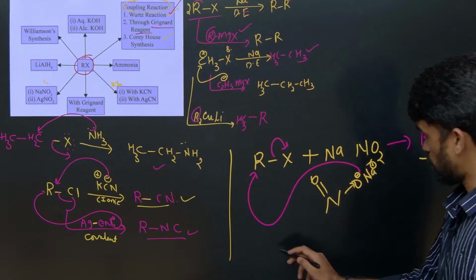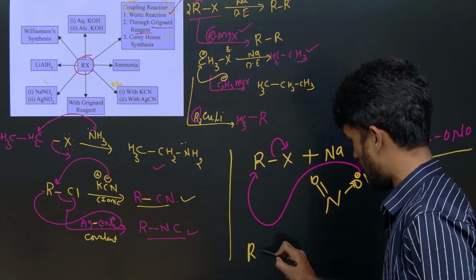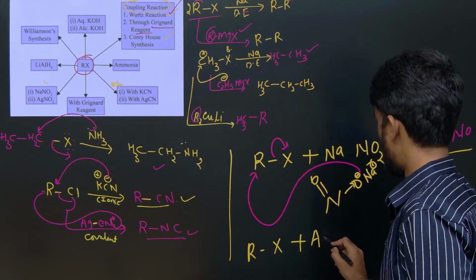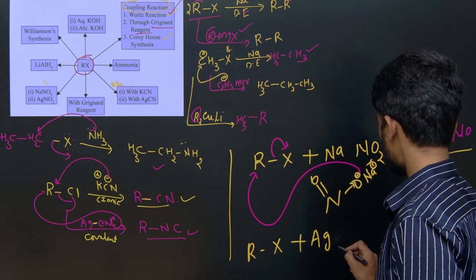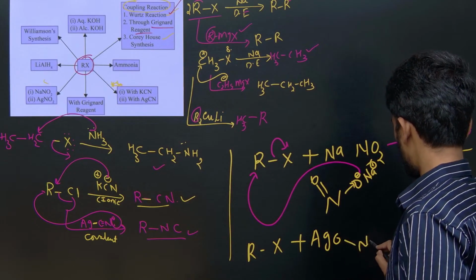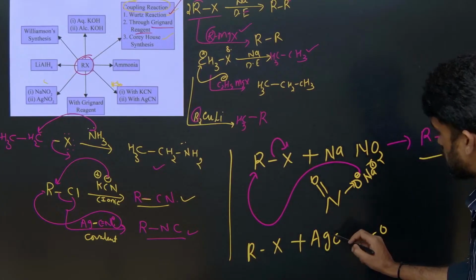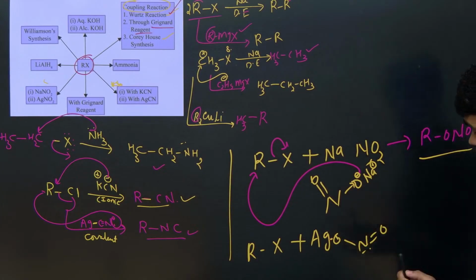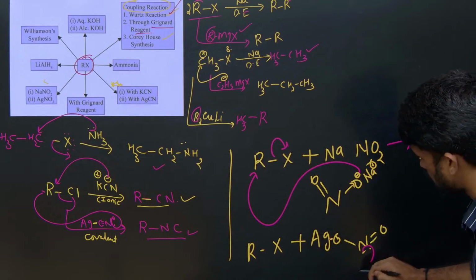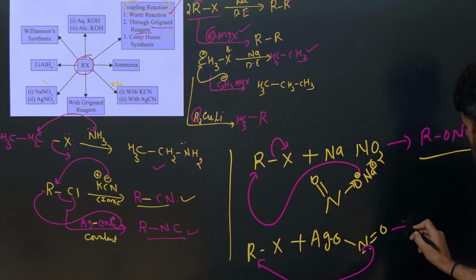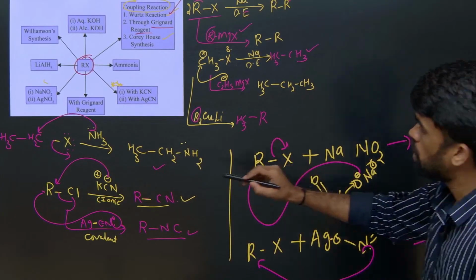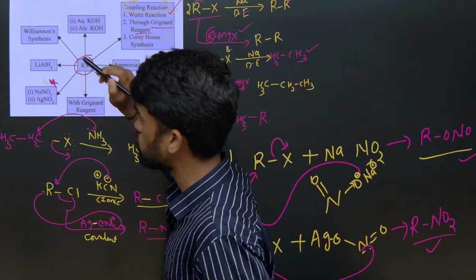When we take the same reaction, RX with AgNO2, the product will be different. Here the bond is covalent, so it will not cleave. Therefore, the nitrogen lone pair electrons are donated here, forming RNO2. So these are the different products formed. You should remember this, or you should understand this.